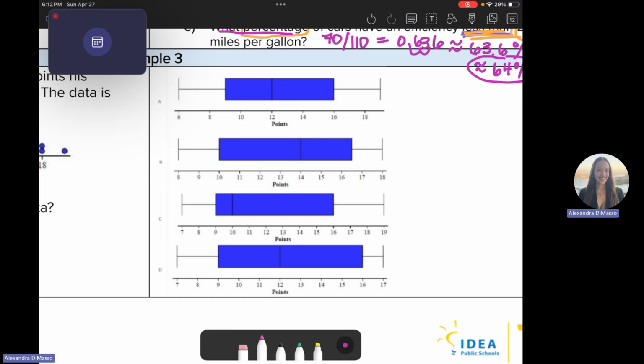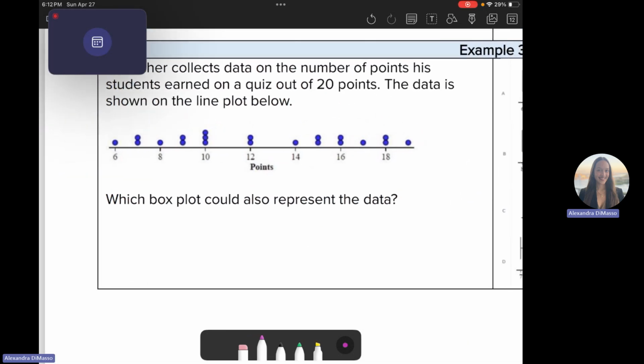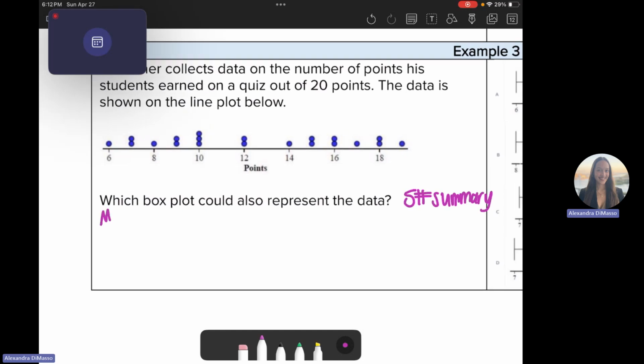Because I'm looking at a box plot, I'm looking at something called the 5-number summary. You've probably seen this before in your younger classes. The 5-number summary is 5 different numbers that show the overall display of your data. So you've got a minimum.